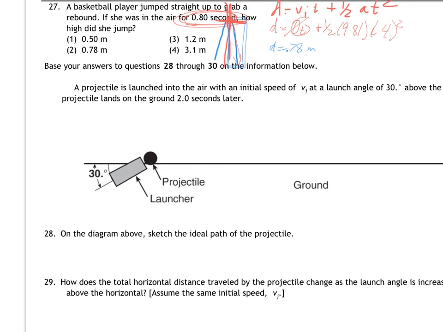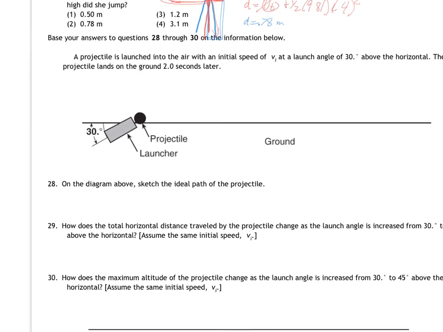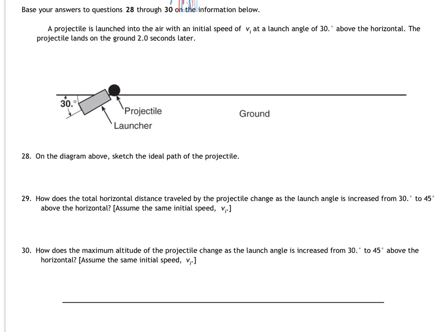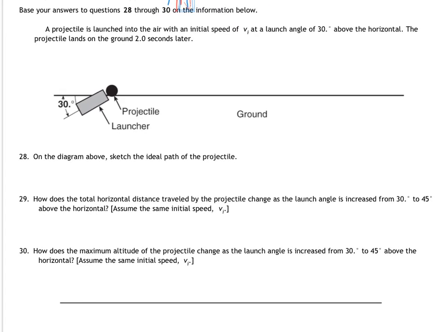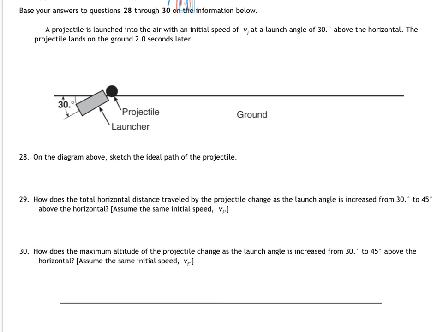Okay, so it says 28 through 30 are all based on this diagram. So it's a cannonball launched at an initial speed of vi and a launch angle of 30. It looks like that stuff's here. And it does land on the ground 2 seconds later, so the total time in the air is 2. On the diagram above, sketch the ideal path.